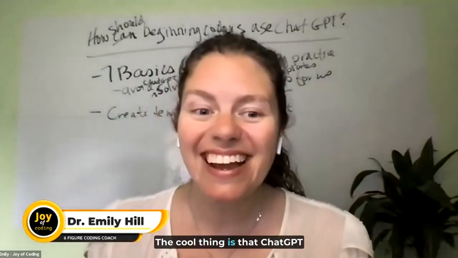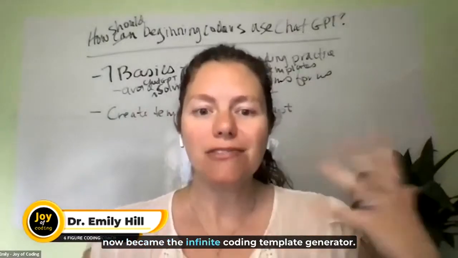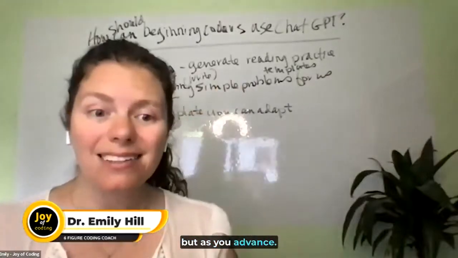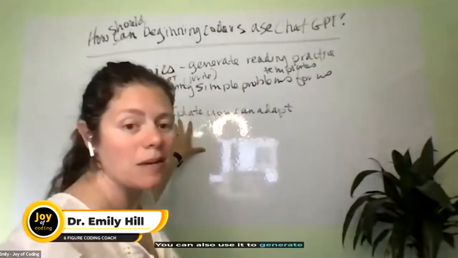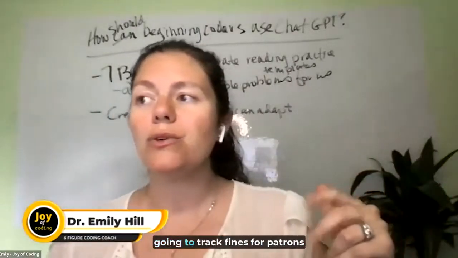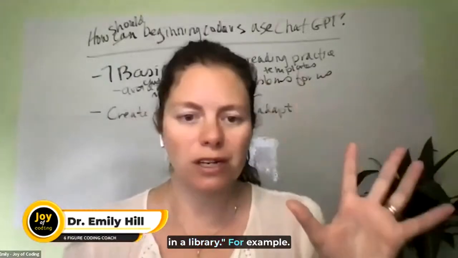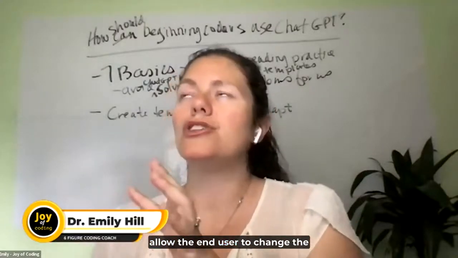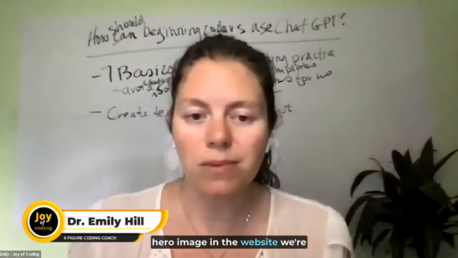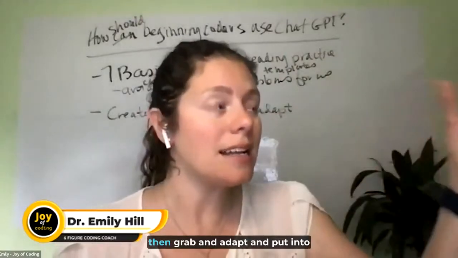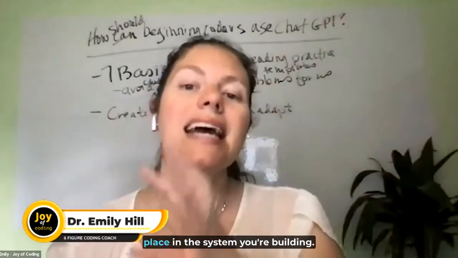The cool thing is that ChatGPT now became the infinite coding template generator. So not only can you use it to practice your 7 basics, but as you advance, you can also use it to generate templates. Hey, ChatGPT, create a class that's going to track fines for patrons in a library, for example. Or ChatGPT, create a template piece of code that's going to allow the end user to change the hero image in the website we're creating, for example, right? So you can actually use it to give you templates that you can then grab and adapt and put into place in the system you're building.